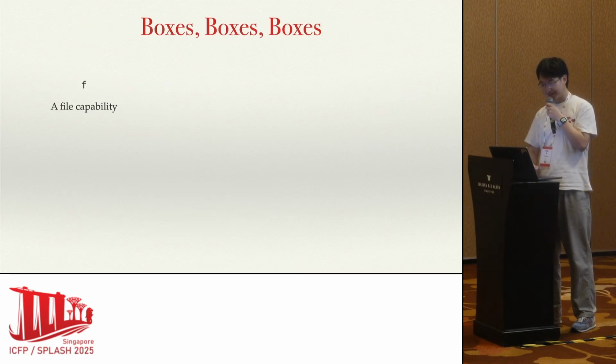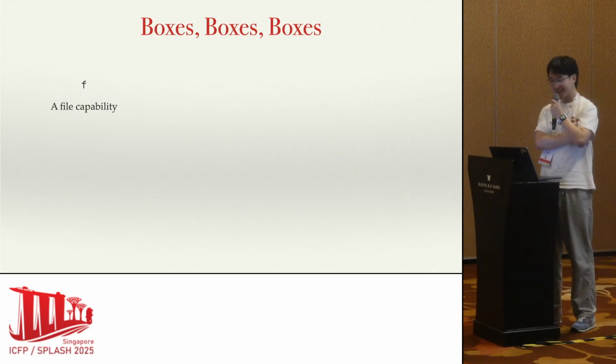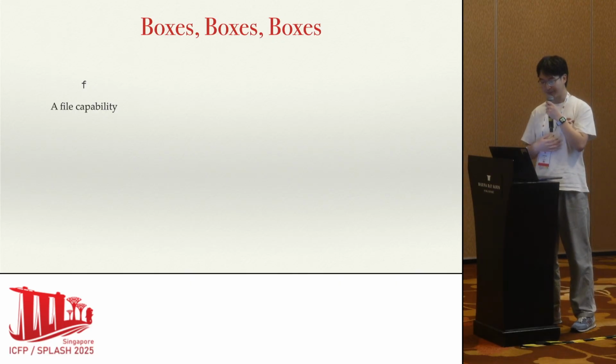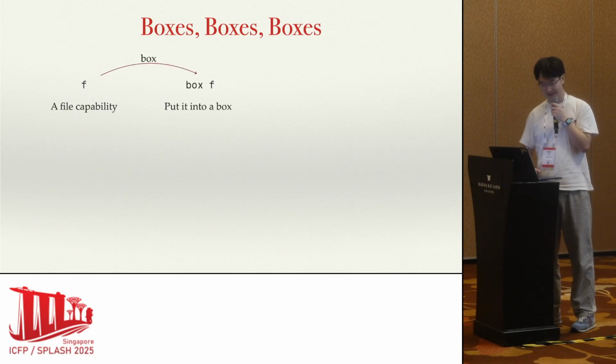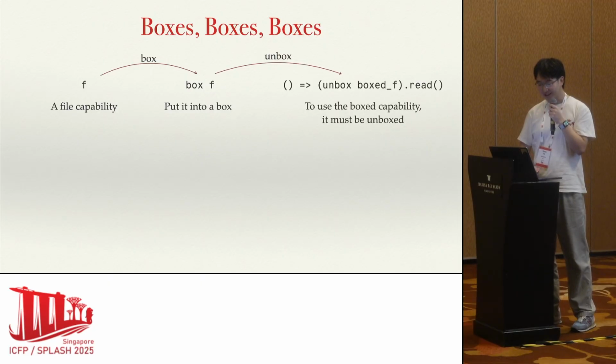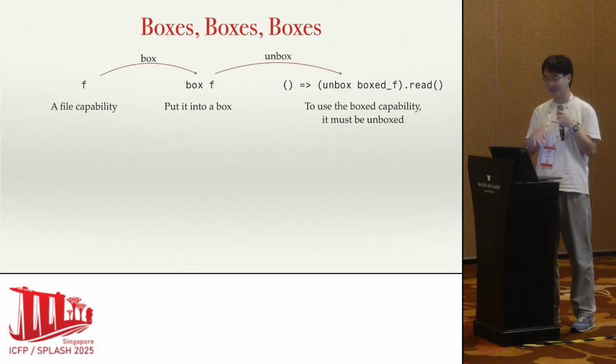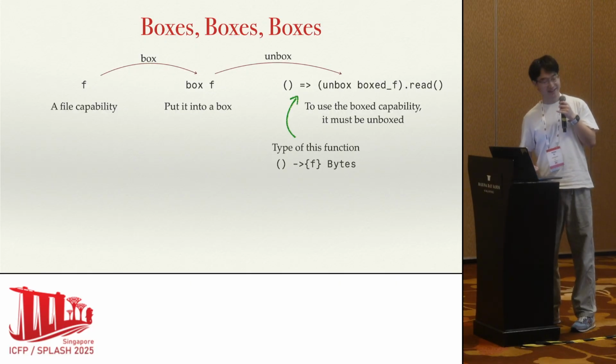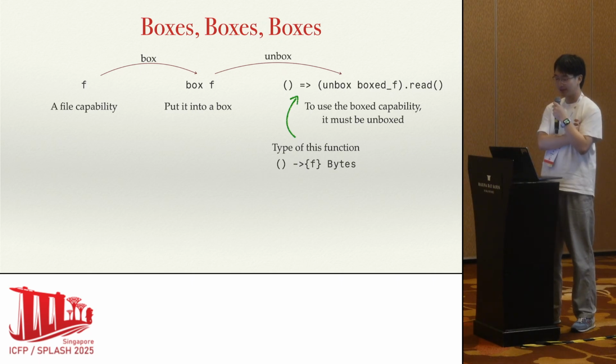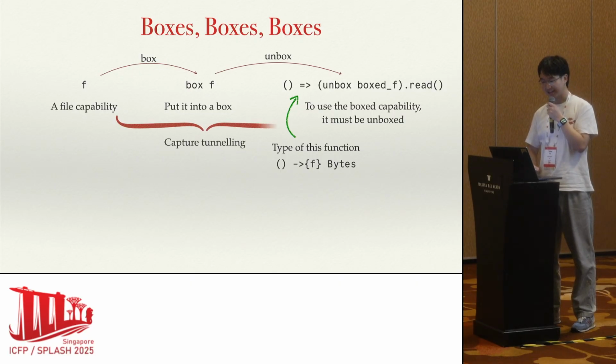Yeah, so now boxes. When a capability is put into a box, it becomes pure. Like here, when we have a file capability, if we box it, it becomes pure. And then to use what is boxed, we must do an unbox. When we unbox, the box's capture set is popped out and charged to the environment. Like here, if we write a function that opens the previous box and uses the file capability, it will capture f. And this entire process is called capture tunneling.